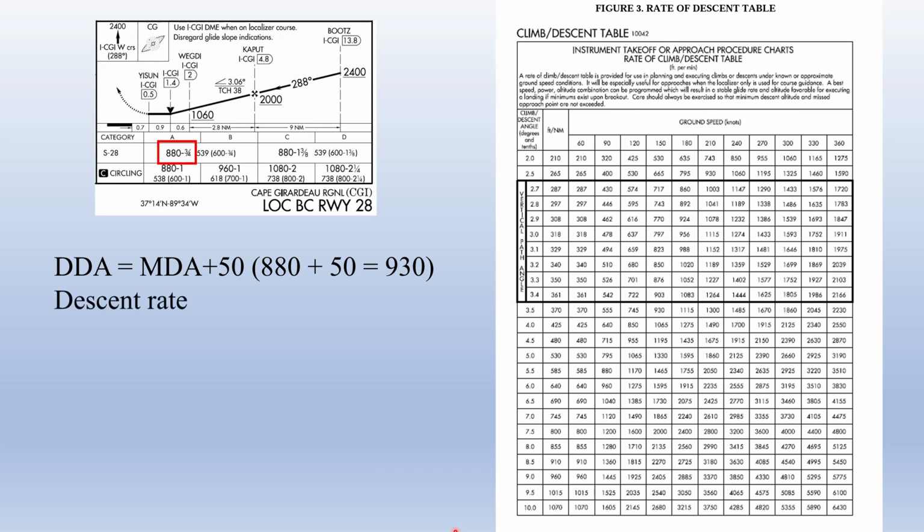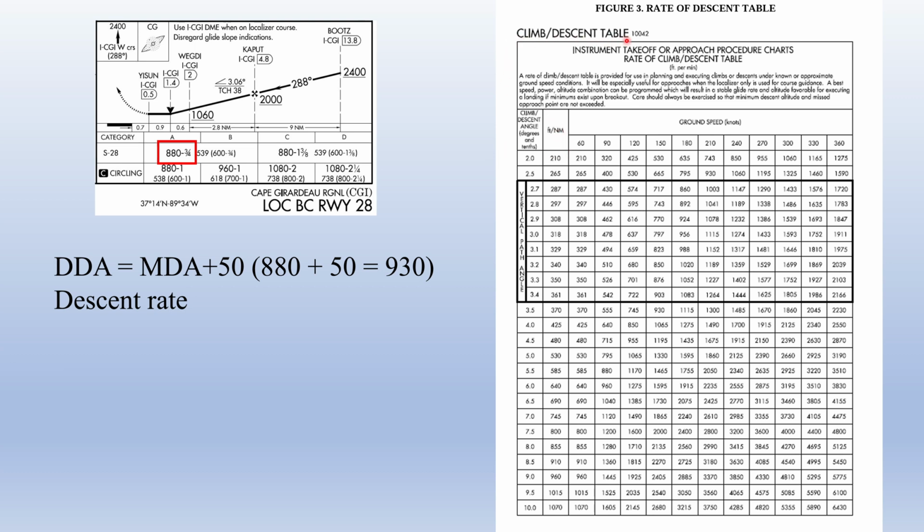Next, we need to calculate our descent rate that we need to use to stay on that calculated descent path, that visual descent angle. First, we need to know our visual descent angle, which is right up here above the final approach segment. It's 3.06 degrees. And then we need to know what kind of descent rate we need to maintain a 3.06 degree glide slope at a given ground speed.